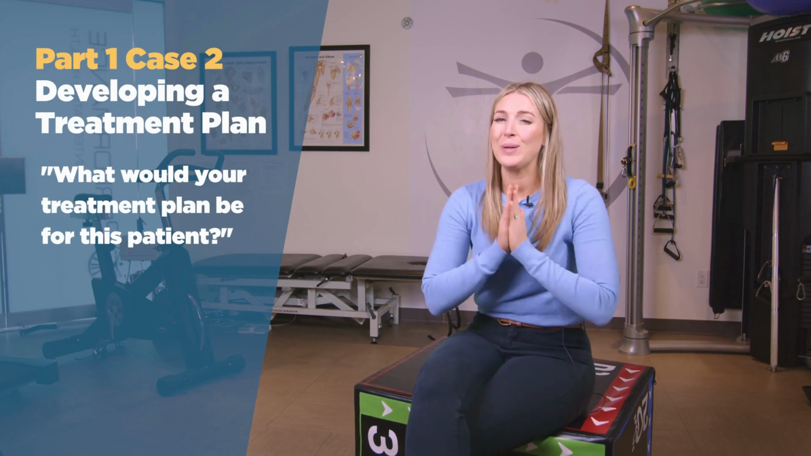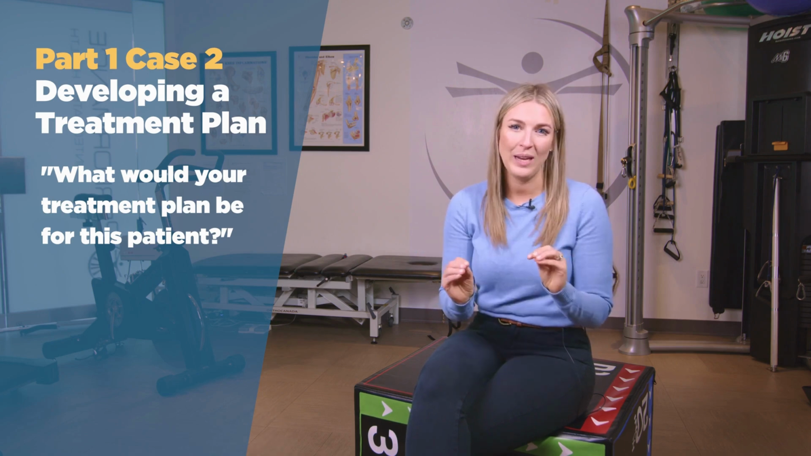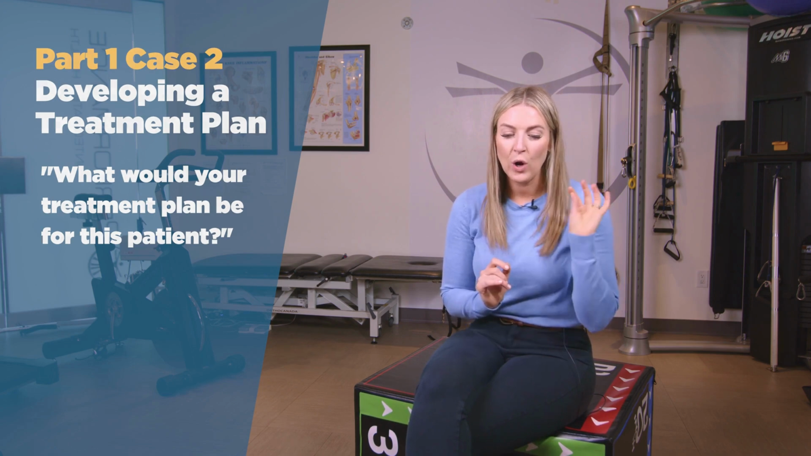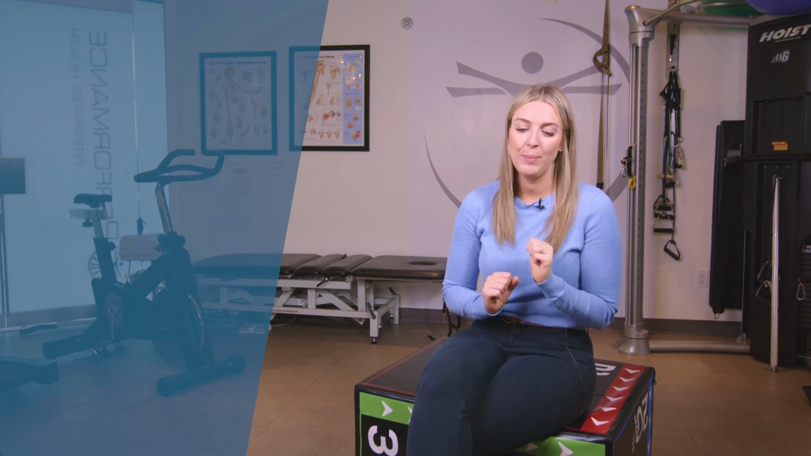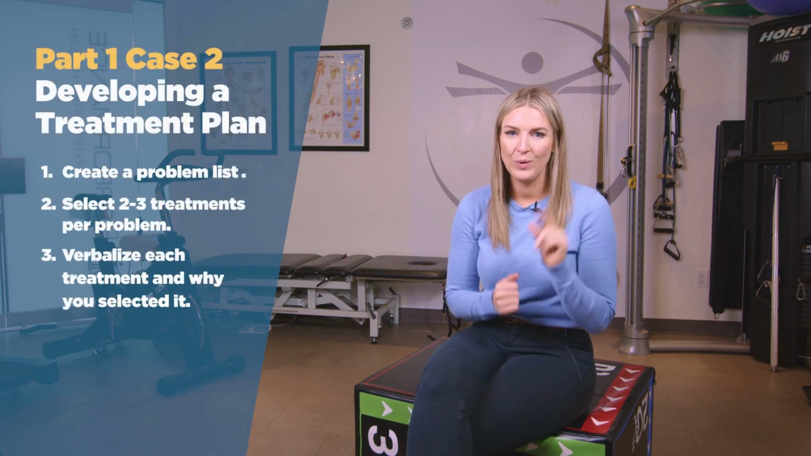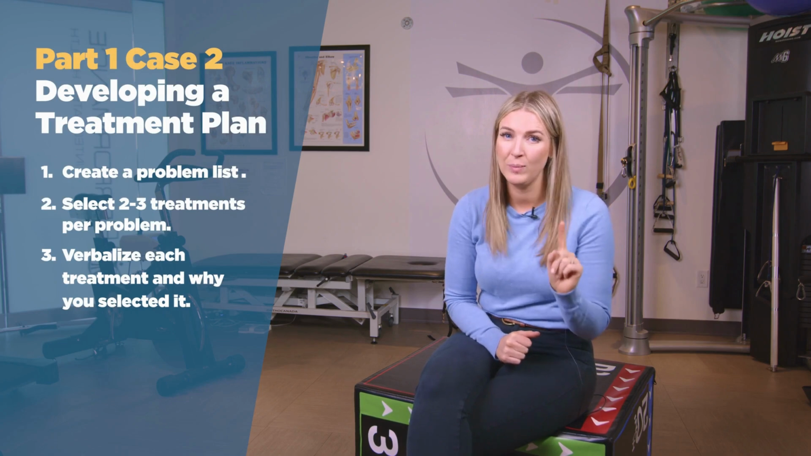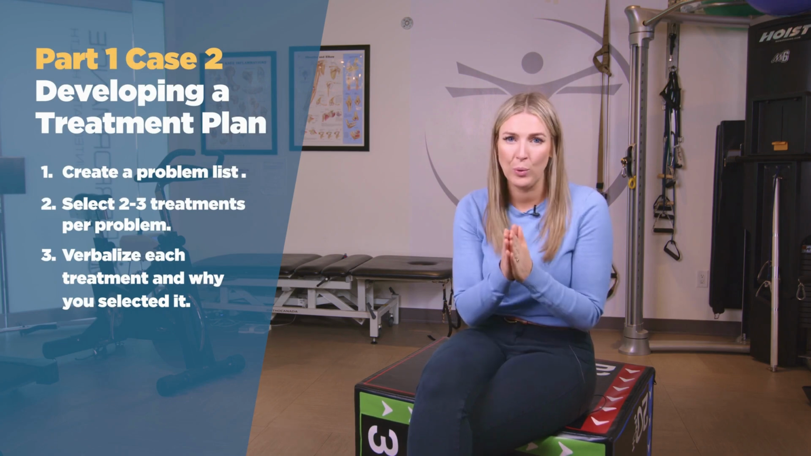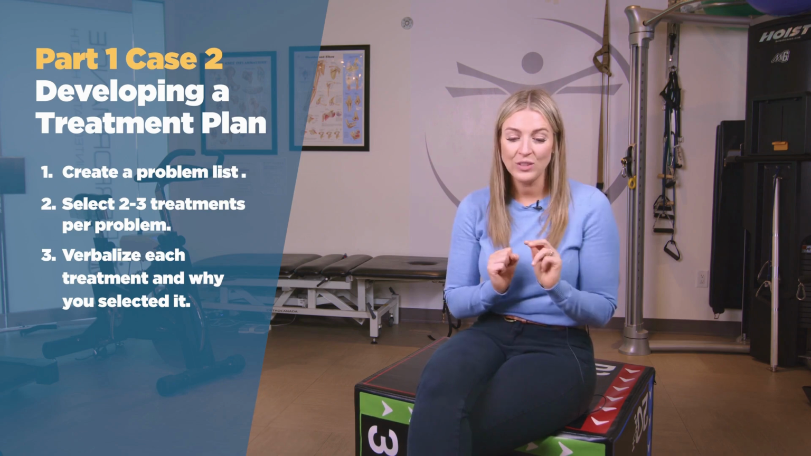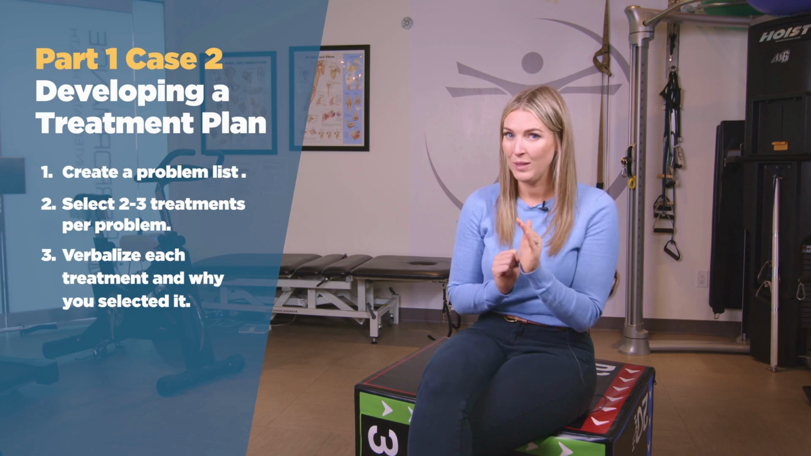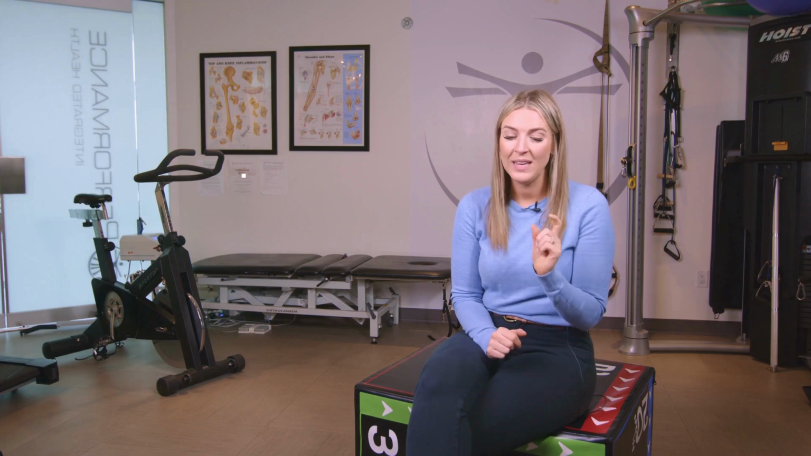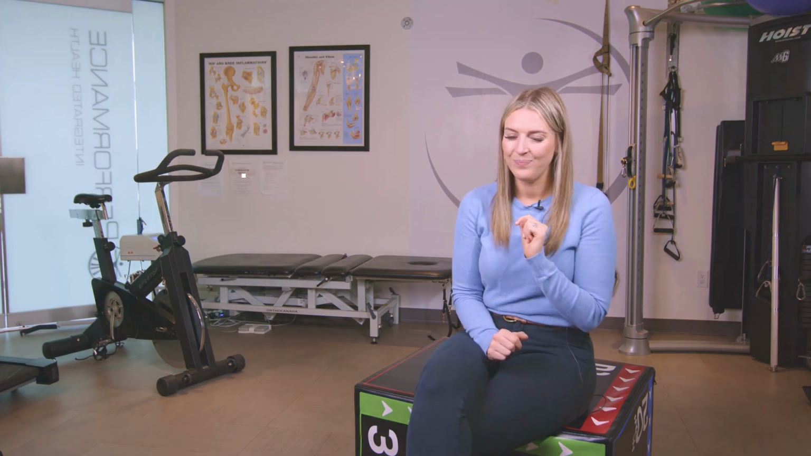Now, I promise you, we're gonna make this really easy. So if you're stressed about Case 2, listen up and it's gonna become much simpler. We're always gonna use the same 3-step approach for formulating an answer to the core question of your treatment plan. Number 1, you're gonna create a problem list. Problem list is incredibly important. You're going to go through the case, you're going to pick out all the main problems. Then next, you're going to select 2 to 3 treatments per problem, right? And then you're going to verbalize each treatment and why you selected it.